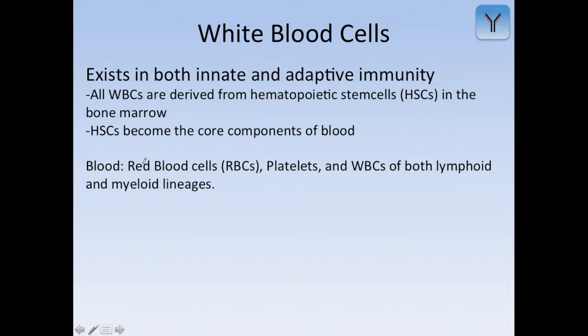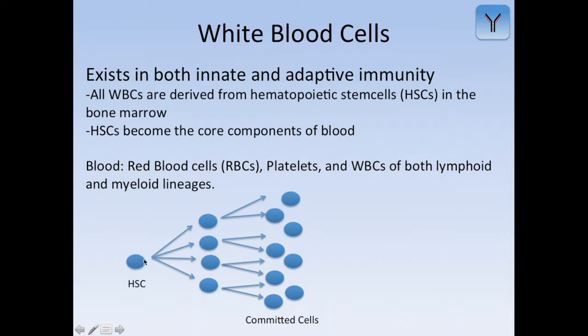You see here the blood. They make red blood cells. Sorry, the HSCs make red blood cells. This is essentially to keep our bodies oxygenated. We got platelets to help clotting if there's any cuts in our body. And of course, white blood cells of both lymphoid and myeloid lineages.